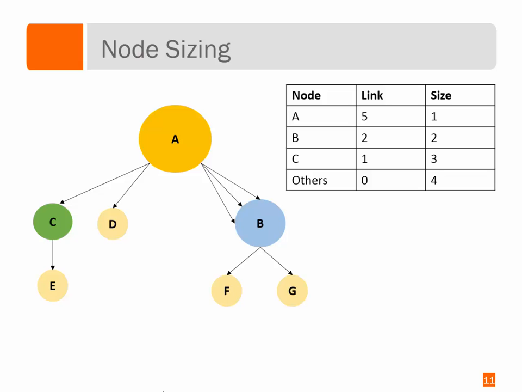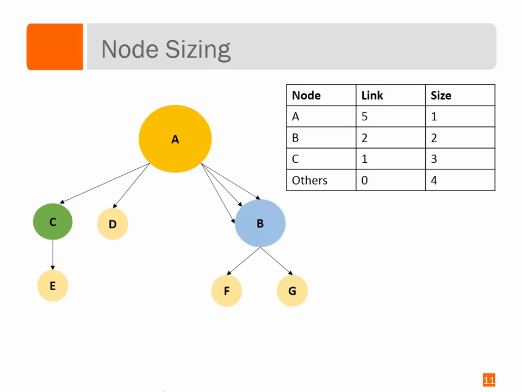Now let's take a look at node C. Node C has 1 relationship, a relationship between C and E. And so it gets a 3rd size that's smaller than B. We assign size 3 to it, and it gets a little bit smaller node. And then for all the others, E, D, F, and G, they have no outward links, and so basically they have a 0 and are assigned size 4.